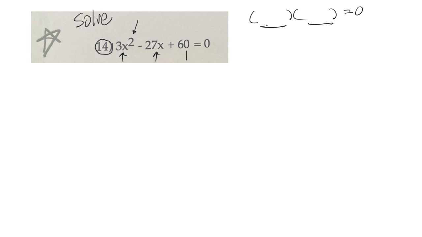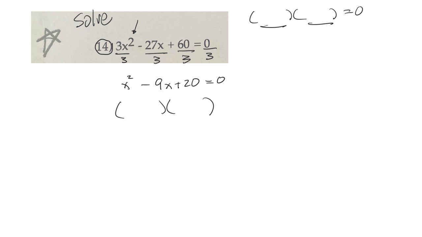is divisible by 3. And so I think the first thing I'll do is just divide everything by 3, rather than trying to factor it already. So divide by 3, 3, and 3. So this will end up to be x squared minus 9x plus 20 equals 0. Then try and factor this.